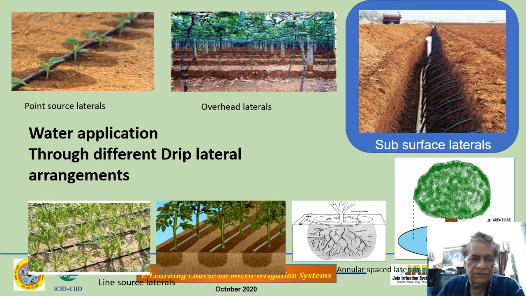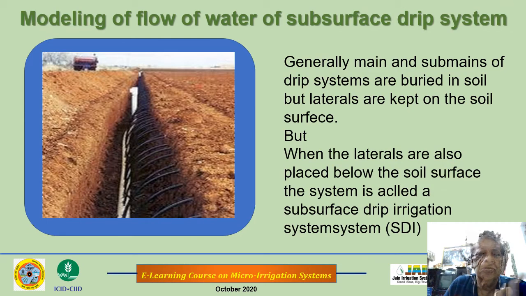These are all different kinds of arrangements of water that we have discussed, most of them. The only thing that we have not covered is subsurface placement. Now, normally the main and submain are placed subsurface, buried, and the laterals are kept above the ground. But when the laterals are also buried in the soil, then the system is called a subsurface irrigation system, like this.